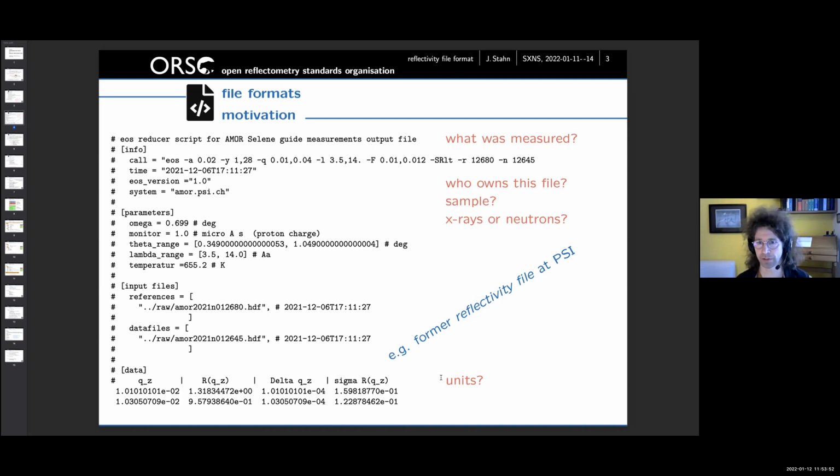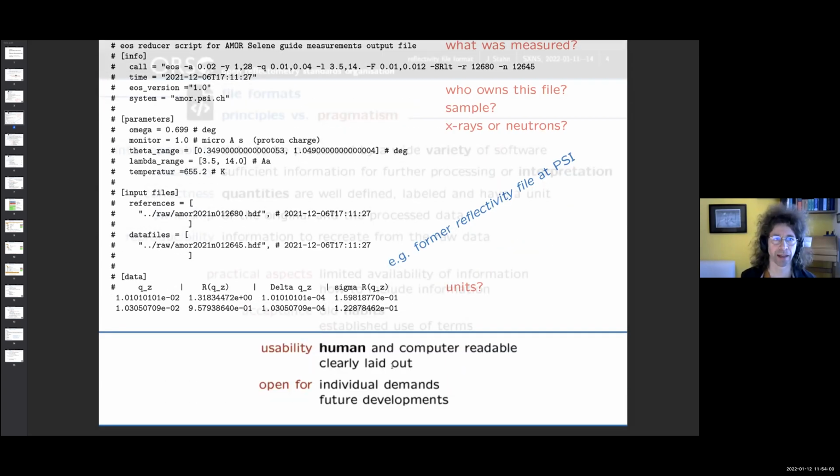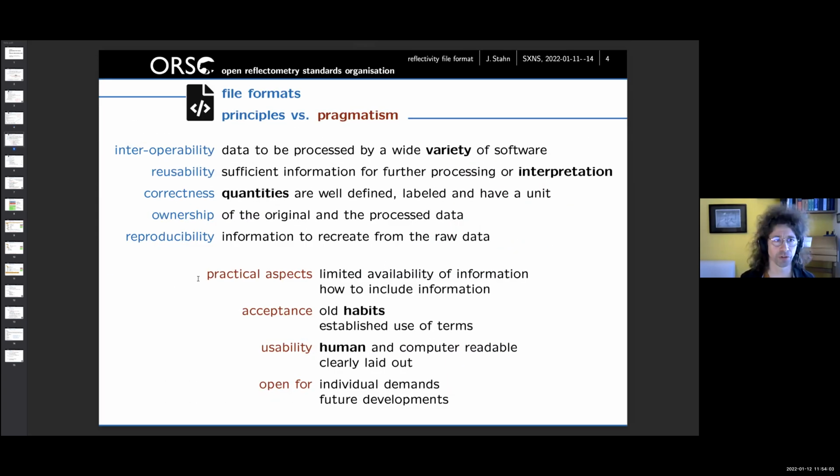Our attempt is now to make some guidelines and some definitions to improve the situation. The principal considerations: the file should be used by a wide variety of software. It should be reusable, so it should contain the information of interpretation. Everything should be well defined. It should be clear who is the owner, and it should contain enough information to reproduce the file itself from the raw data.